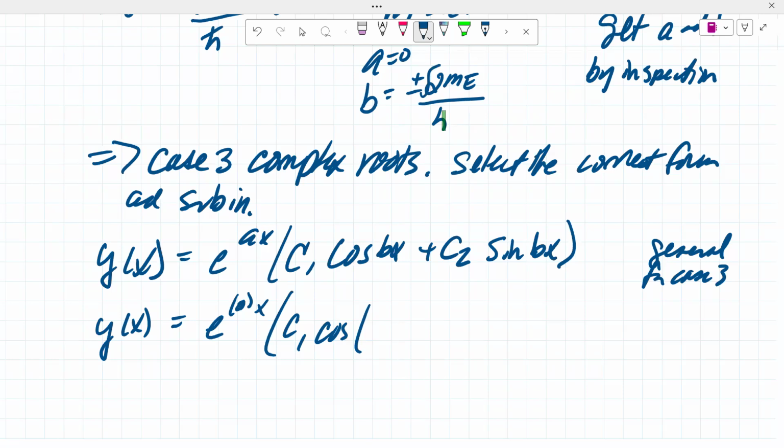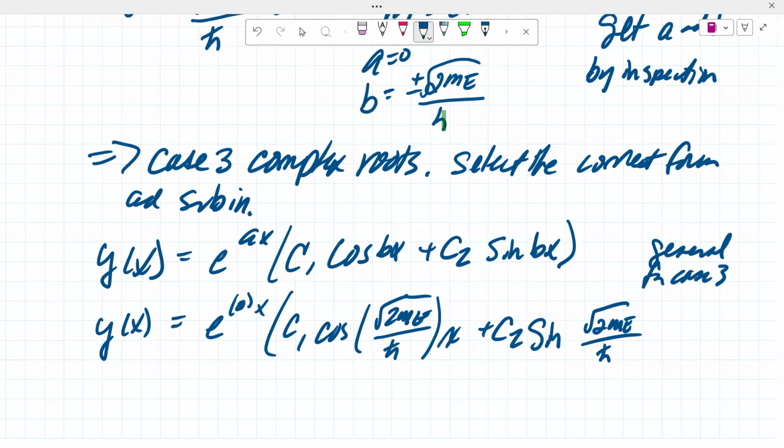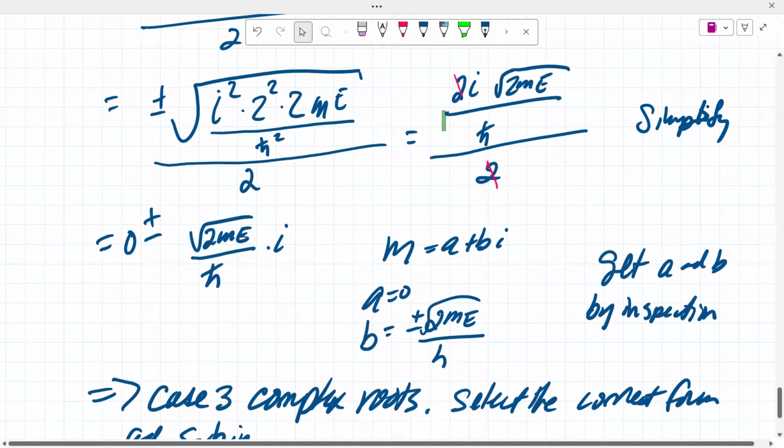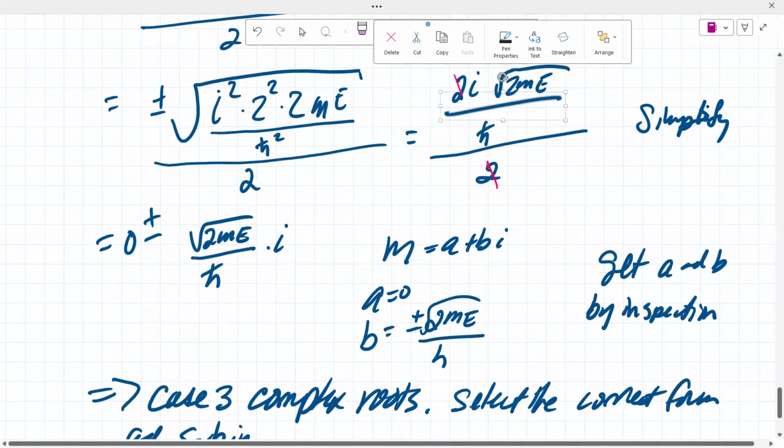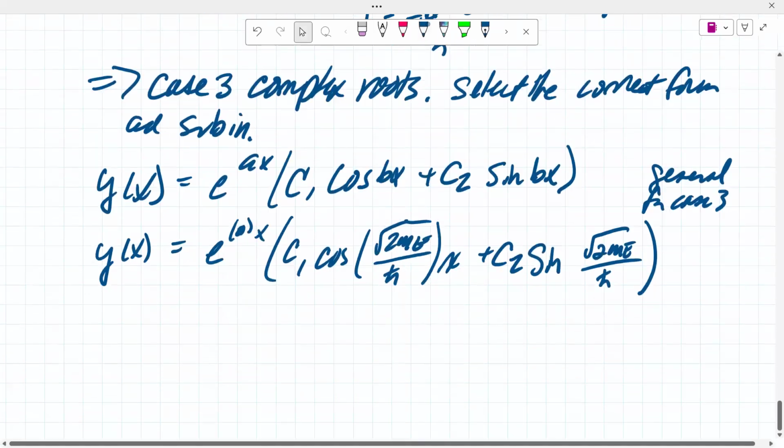Oh, this is missing a square root sign. Sorry. Cosine of root 2me over h bar x. That's c2 times sine. Same thing. Root 2me over h bar. Okay, let's just see where I missed that. Okay, yeah, see, I just missed it. It's a copy error. Okay.